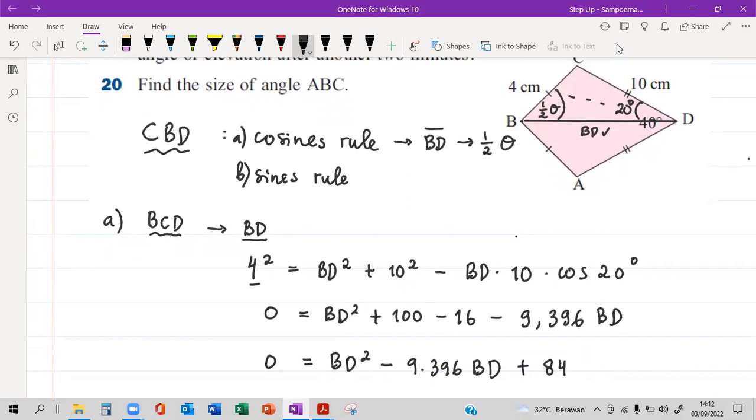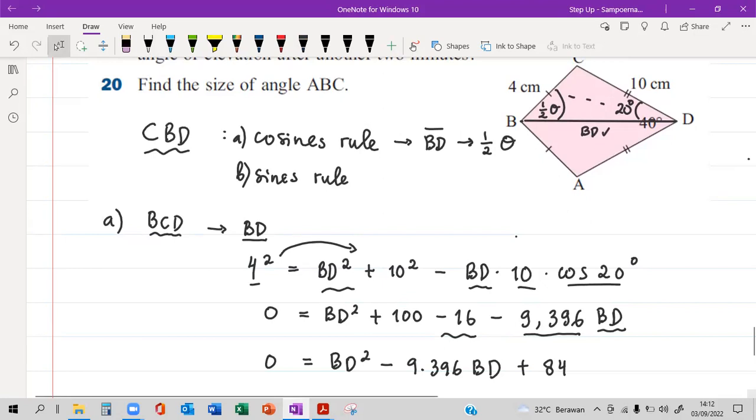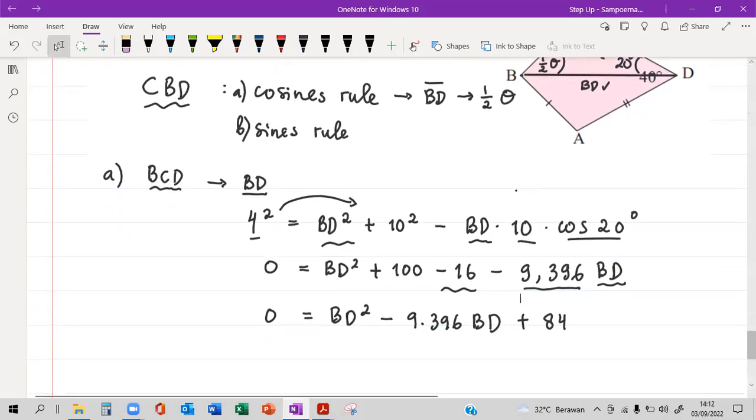So far, why is it 0? How did 4 square turn into 0? I just removed the 4 square from the left side and shifted it to the right side, so it becomes 16. But then where did the BD from the right side go? The BD is still BD squared, and the other BD is still here. And 10 times cosines 20 is 9.396. Oh, okay. So now I have a quadratic equation, and then I can calculate directly in the calculator.